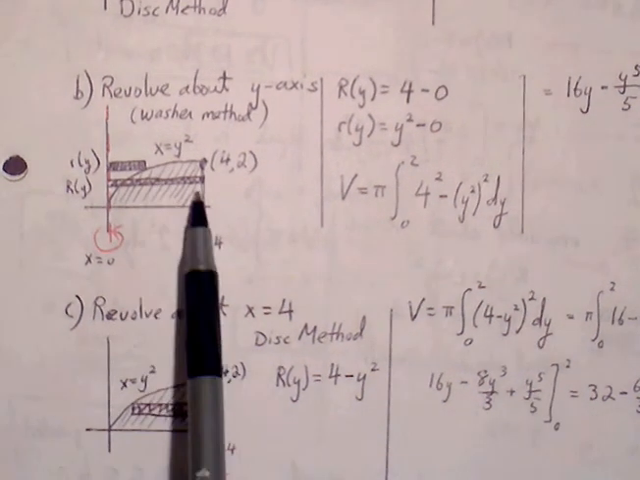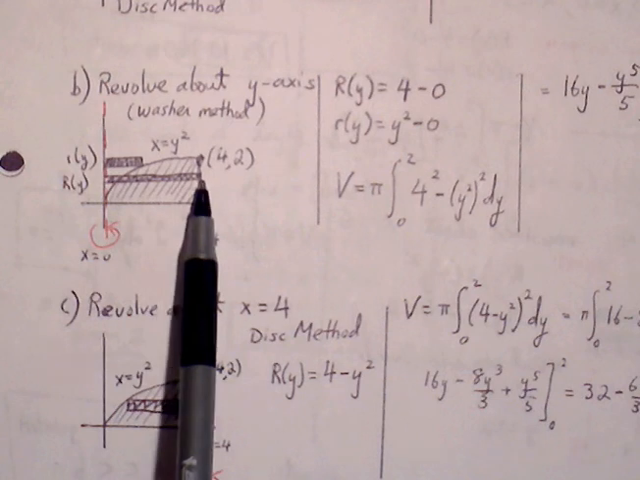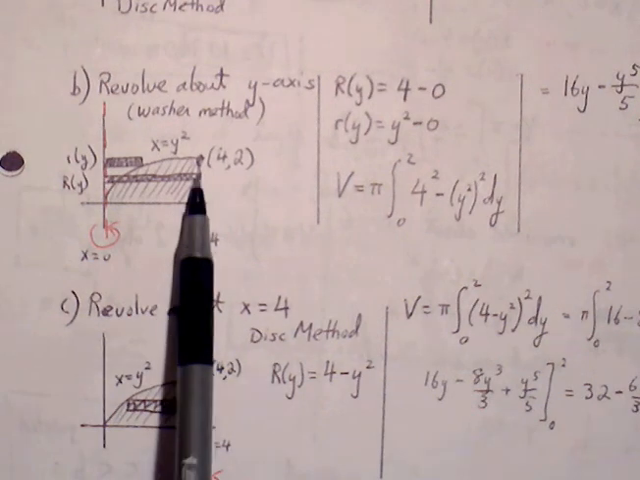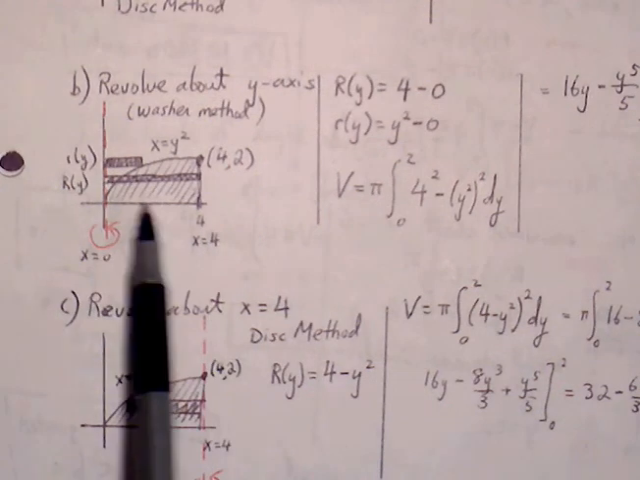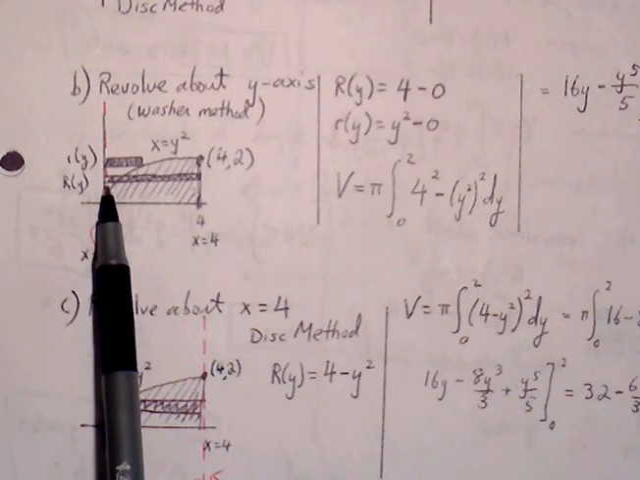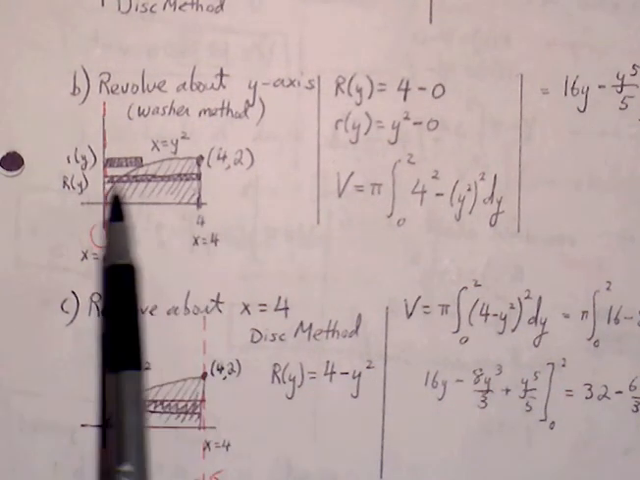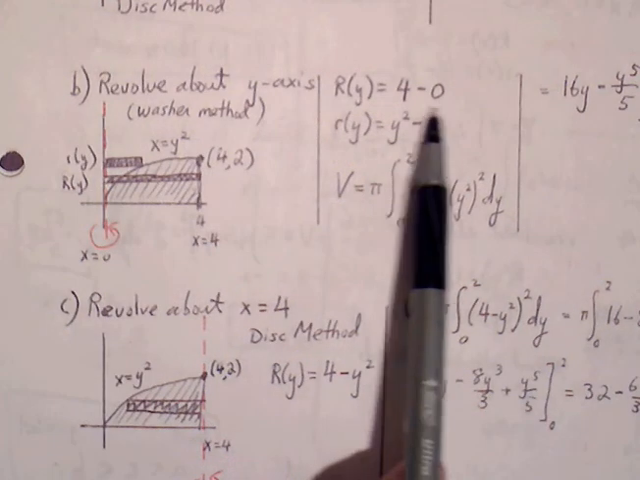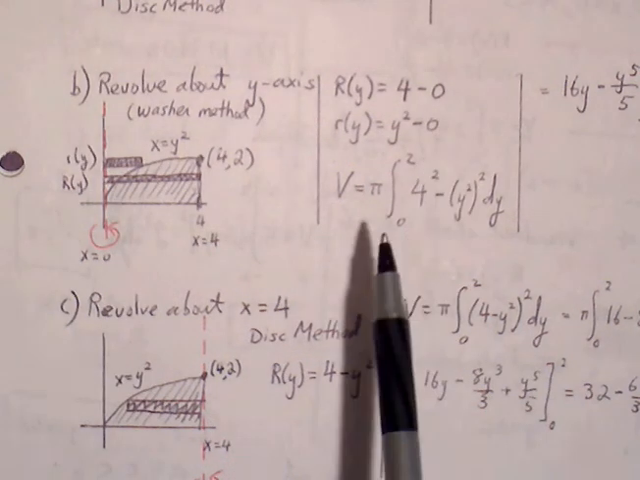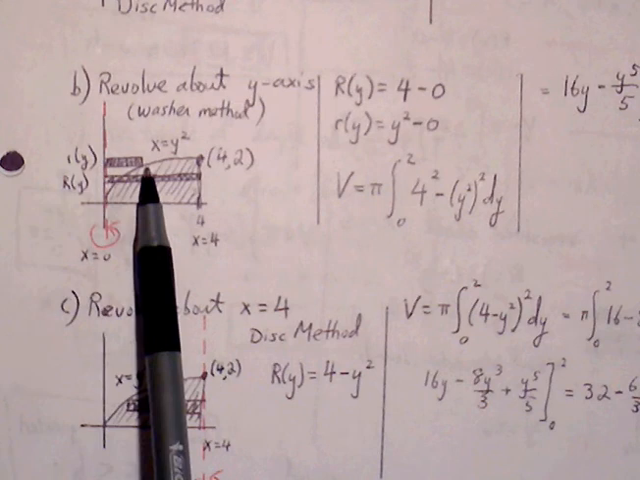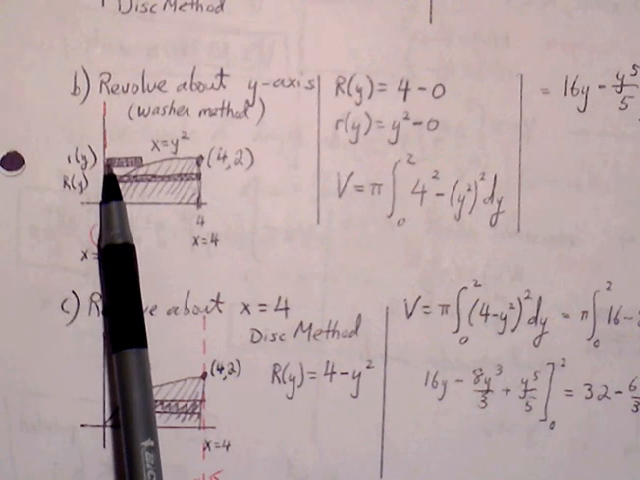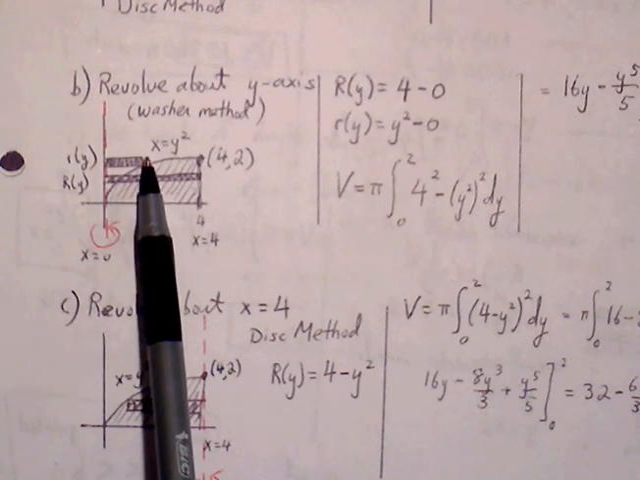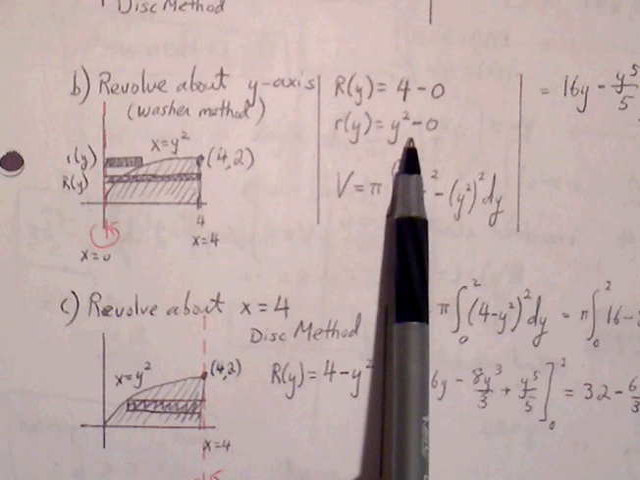Now we determine big R and little r. The right endpoint is at x equals 4. The left endpoint is at 0. So we get 4 minus 0. That will represent big R. Little r, we look at the small radius, and we look at the right endpoint, which is at y squared. Then we look at the left endpoint, which is at 0. So we get y squared minus 0, and that represents little r.